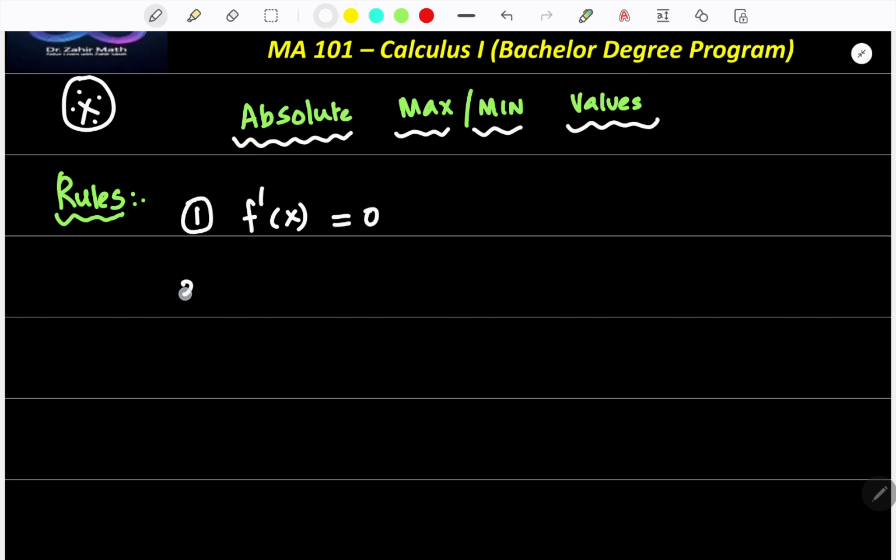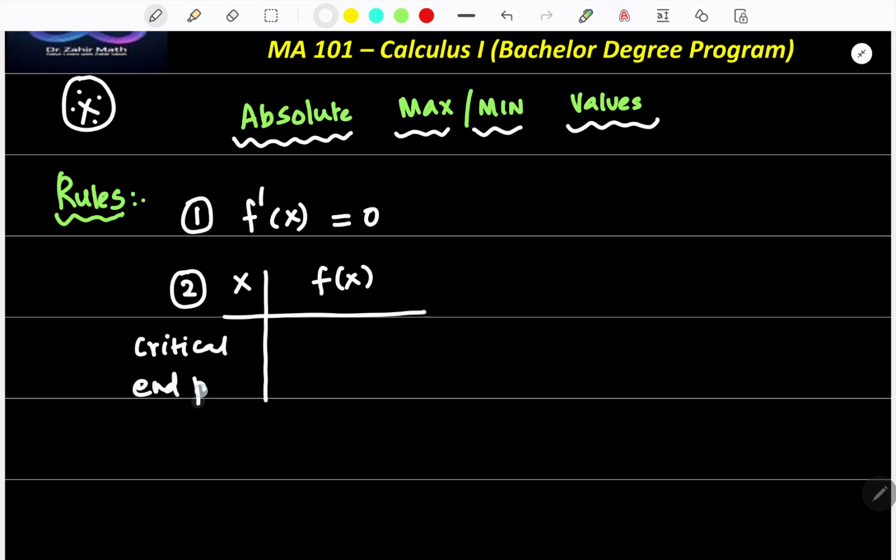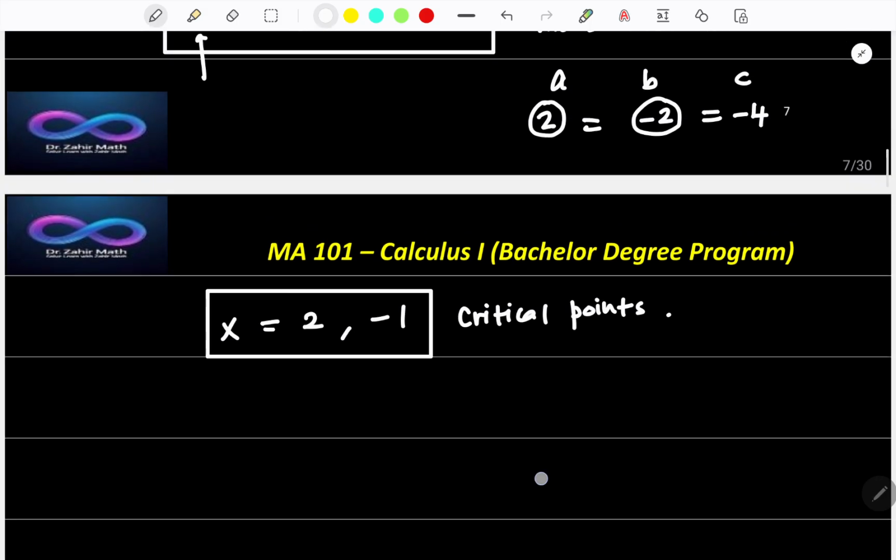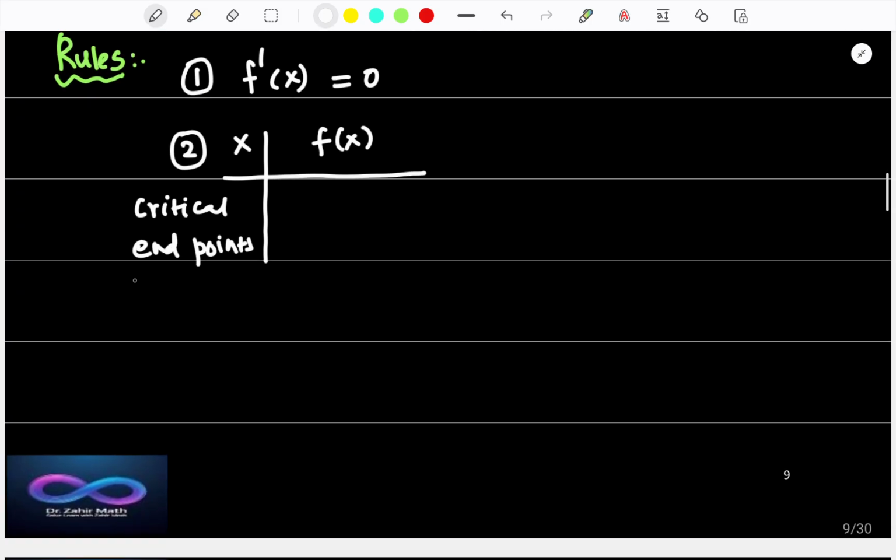And then step number 2, what we are going to do, you are going to create a table, x and f of x. x is the points and f of x. What are the points? Critical points and end points. Critical point means just what you are getting here, these points. End points will be given in the question. Now you get the f of x values, right?